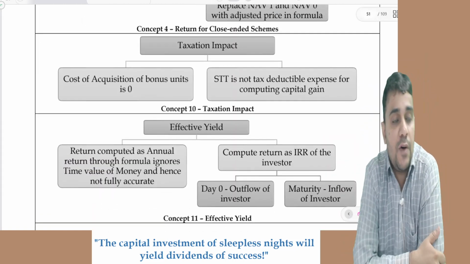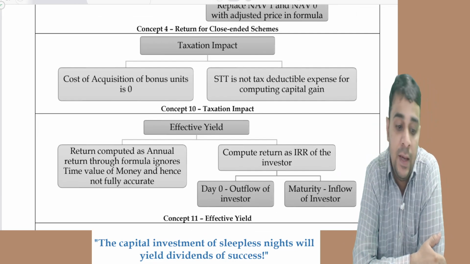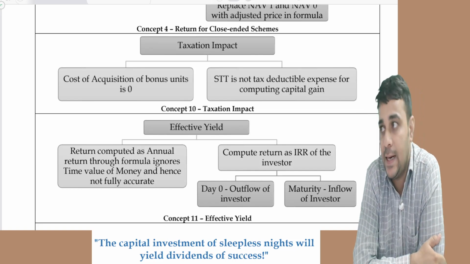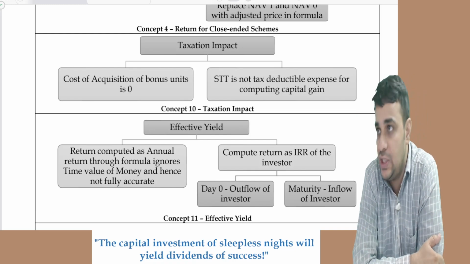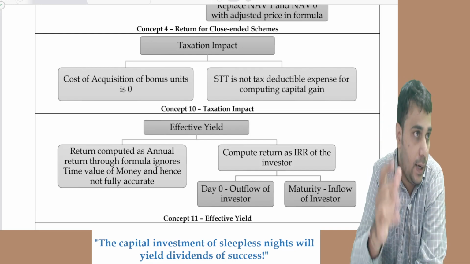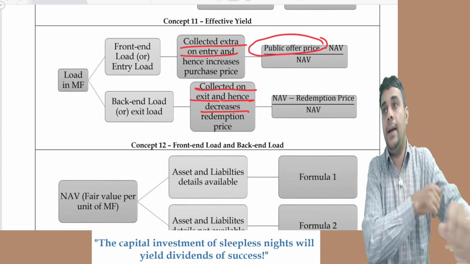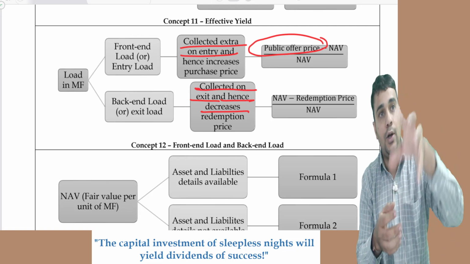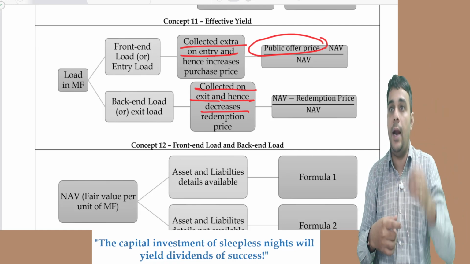Taxation impact, cost of acquisition of bonus units is 0 and STT is not a tax deductible item. Effective yield, you can use the formula of 12 by M, which is not a very right formula. Second approach is to go through IRR. IRR approach, where you have an opening investment which is day 0 outflow and there is a closing value which is inflow, one positive NPV and one negative NPV. Front end load is collected extra, back end load is collected extra. Front end load adds to your outflow, so I add it to your investment price and collect it. Back end load I deduct from your inflow and give it to you.